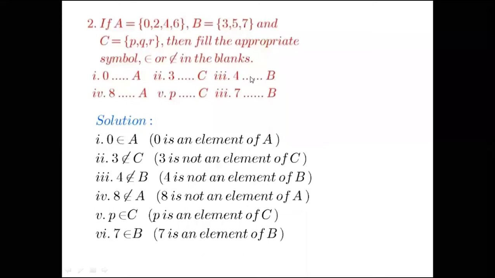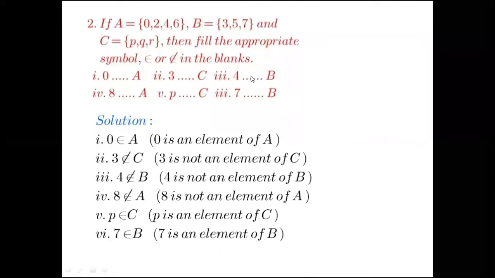Okay, so now you go for the third Roman, 4-B. Which symbol do we have to write over here? Does not belong to, ma'am, because that 4 is not there in the set B. Next, 8-A. Does not belong to, because that element is not there in set A.